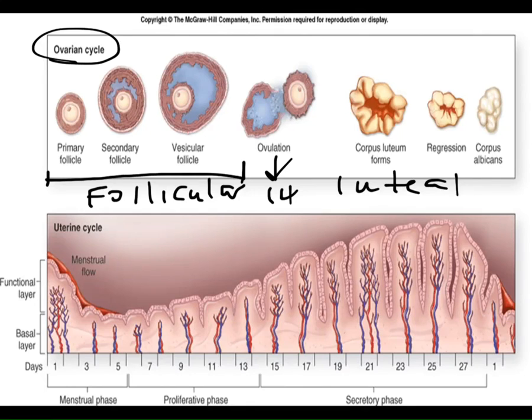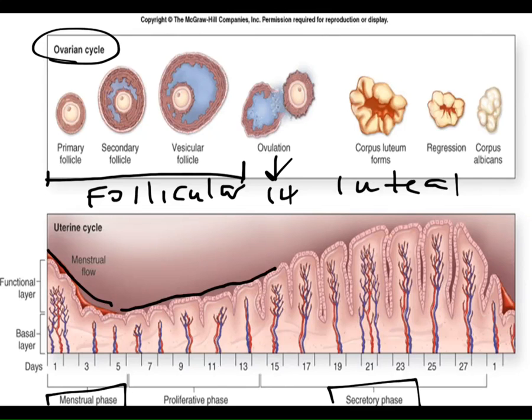What's happening in the uterus at the same time? The first 5 days, menstrual flow, the menstrual phase. Then there is a proliferation, a building up of the uterus, specifically the endometrium. And then there's the secretory phase. What's being secreted?